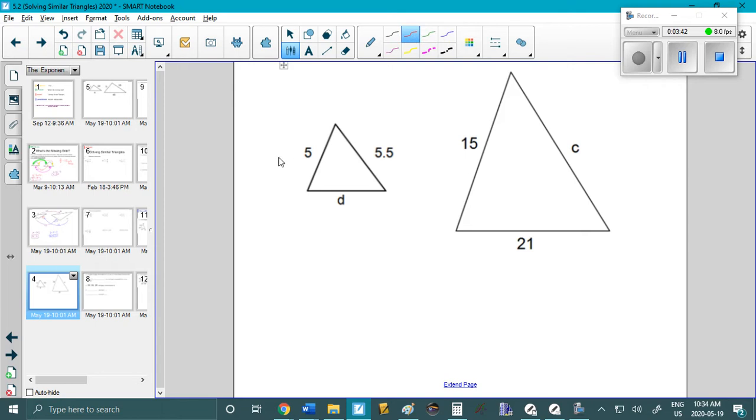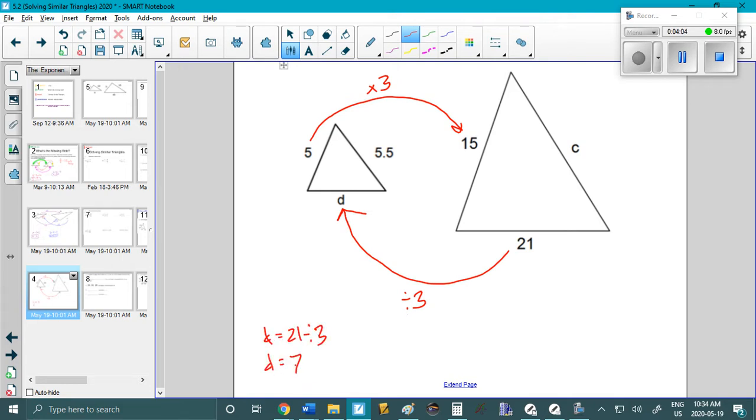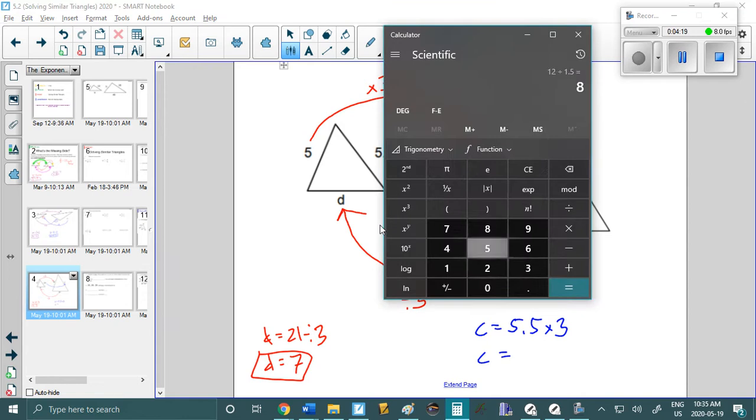Okay, next one. Please pause it and try. Okay, so first I find the two sides that go together, and I know that this is times 3. Okay, so I always draw the arrow to the letter I'm looking for. So I'm going the opposite direction, so I divide by 3. So D is 21 divided by 3. D is 7. And then I go to the corresponding side here. And so C equals 5.5 times 3. So C is going to equal 16.5.